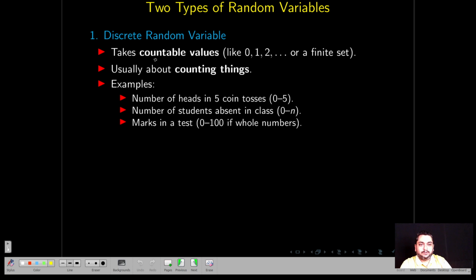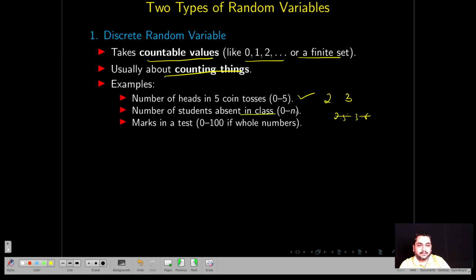It takes countable values like 0, 1, 2, or a finite set. Discrete means you are able to count it. It is usually about counting things. Example: number of heads in a 5-coin toss. It could be 2 or 3, I can easily count. I am not saying 2.5 or 3.6, right? It's 2 or 3 or 4 or 5, whatever it may be.